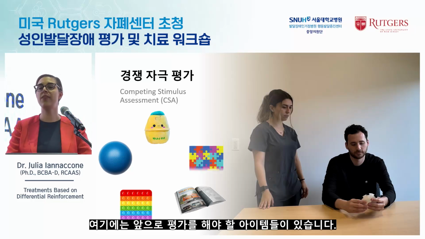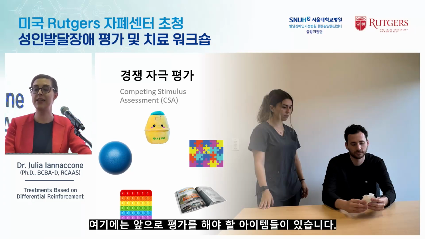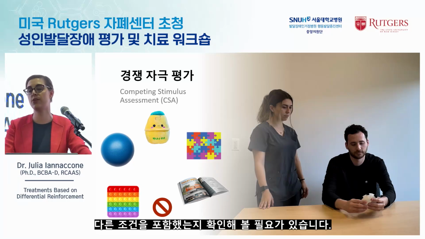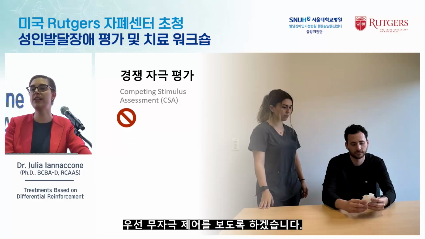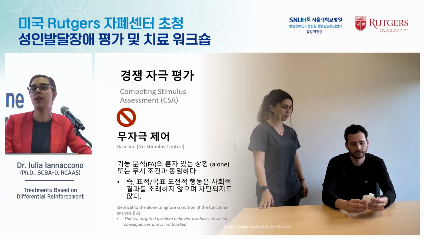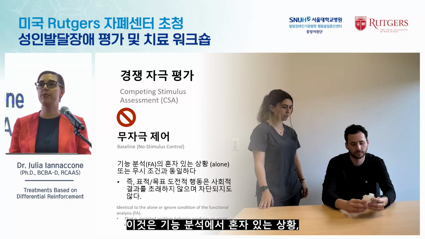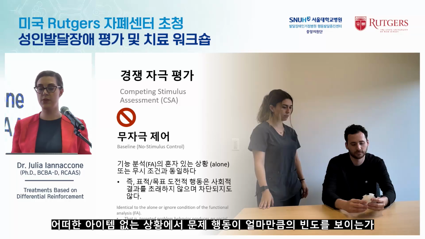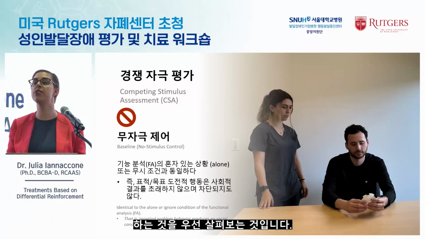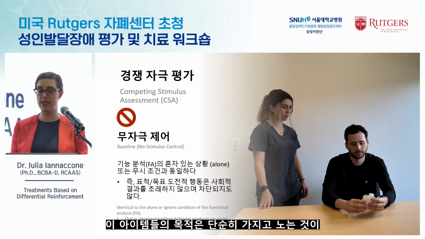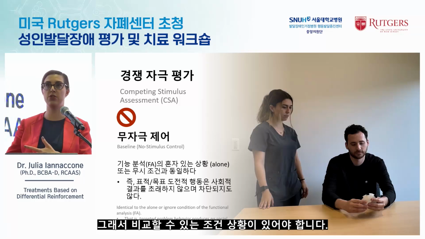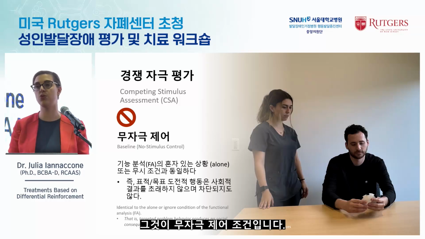Okay. So you have all of your items that you're going to evaluate, but like I said, you need to make sure that you include another condition in this, and that's the no stimulus control condition. So to run this condition, it's going to look very similar, if not identical, to your alone ignore condition from the functional analysis. So they don't have any other extra items, but you're just keeping track of how many problem behaviors they engage in. Because the goal for all the items is for them to not just engage with it, but for them to engage in less problem behavior. So you have to have a condition to compare to. And so that's the no stimulus control condition.